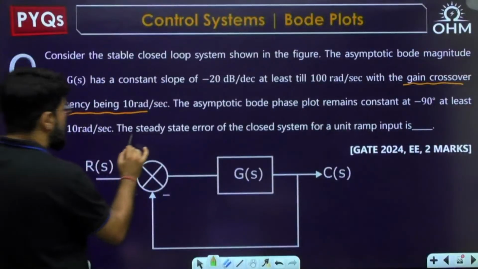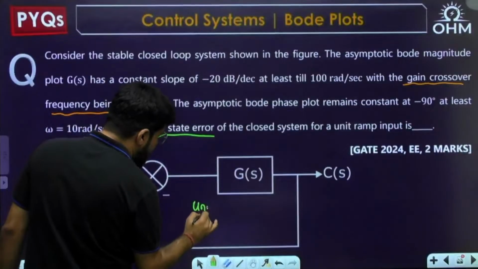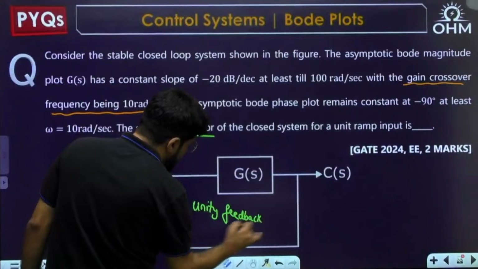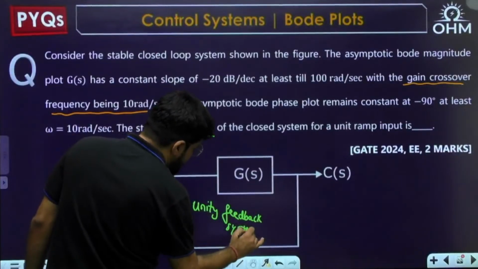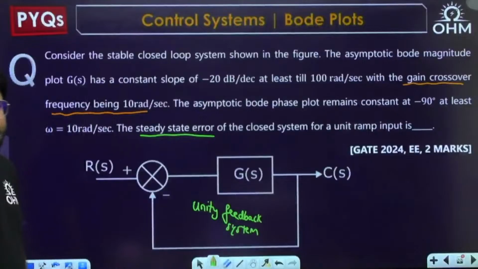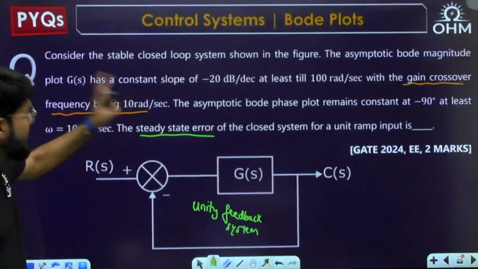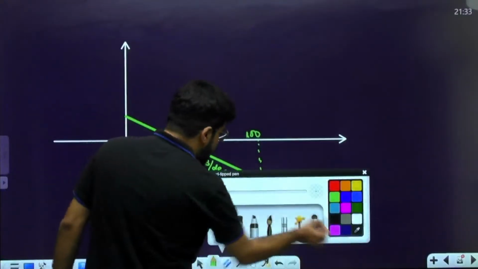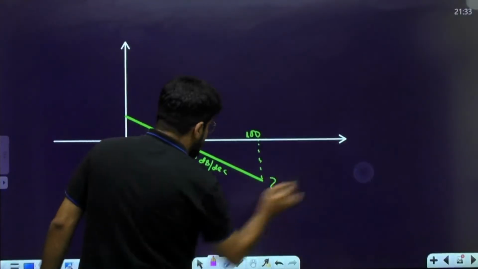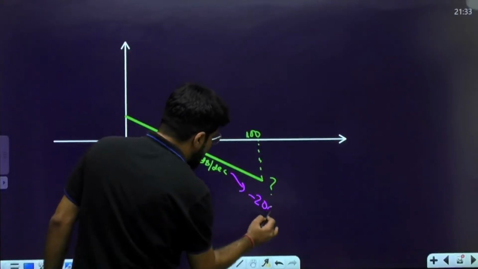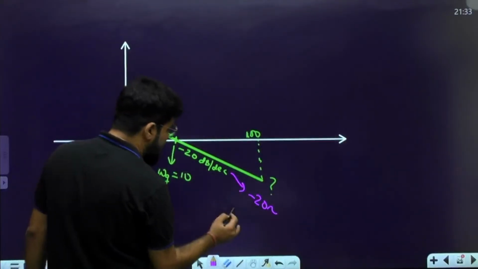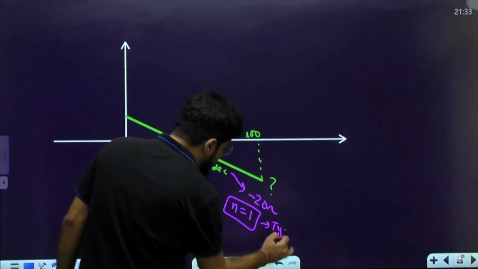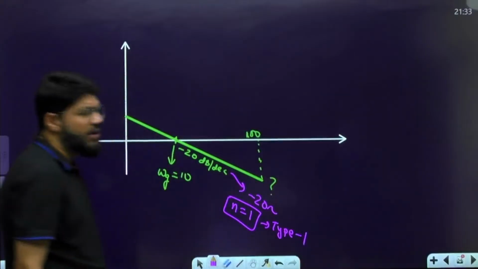Finally, the question is on steady state error, and very clearly they have given you a unity feedback system, right? H(s) is 1, feedback is unity. So I don't even need the phase plot, not required, because from the magnitude plot only, dear, this is the initial slope, which should be minus 20n. This is the initial slope, minus 20, so n equal to 1. N equal to 1, and it is unity feedback, so I can directly say that this is type 1.